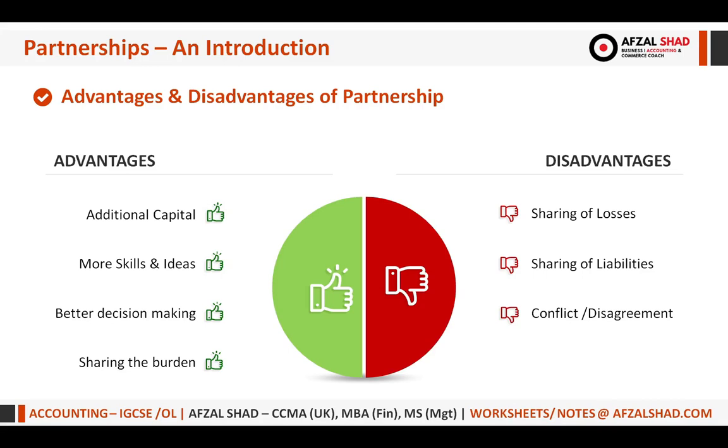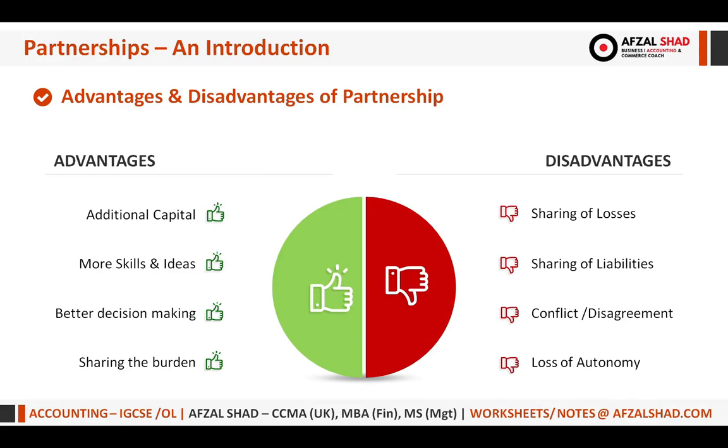Then there might be conflict or disagreement between two or more people. Obviously, if there are two people, there might be some conflict. One may say that we have to expand the business. The other may say we don't have to expand the business, we should be defensive because right now we are not having higher profits. So both of them might come to a conflict, or there might be some disagreement between both of the partners.